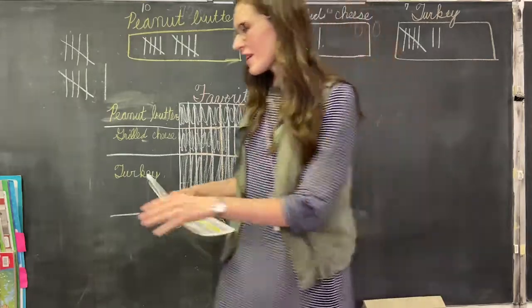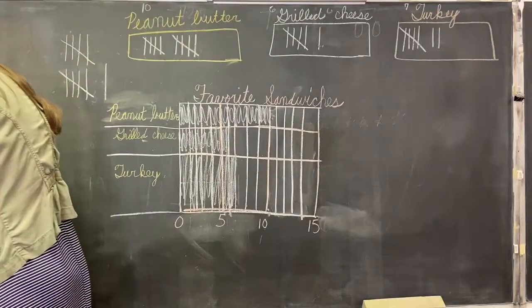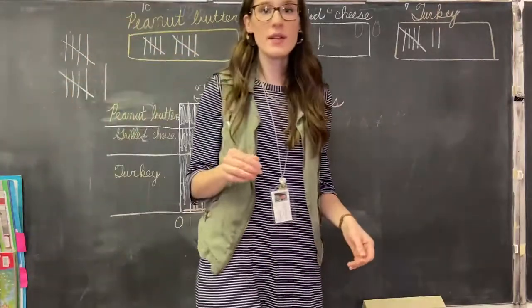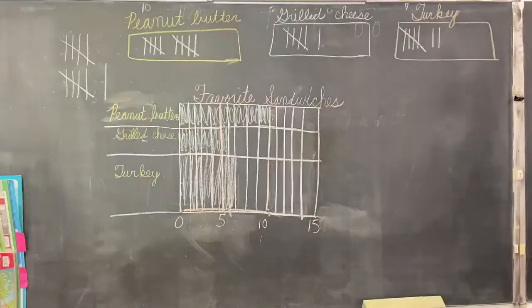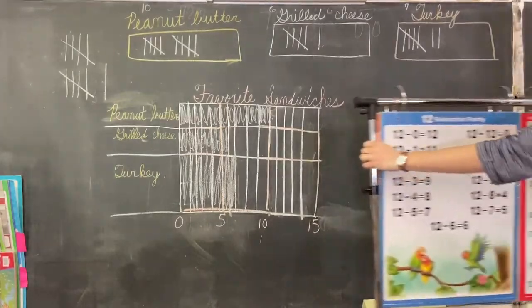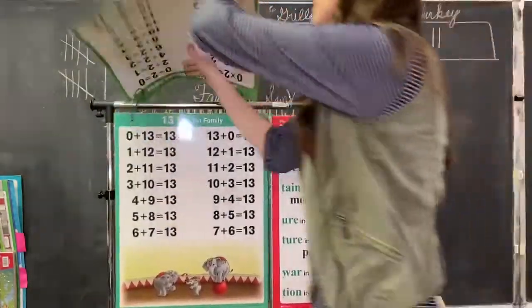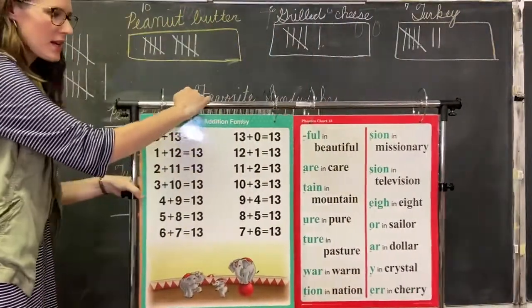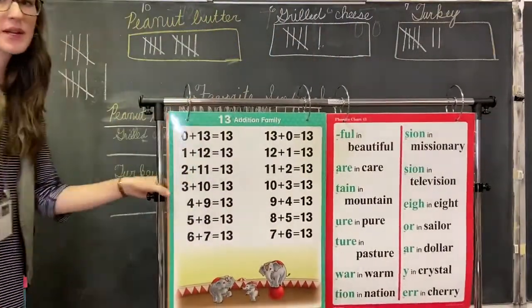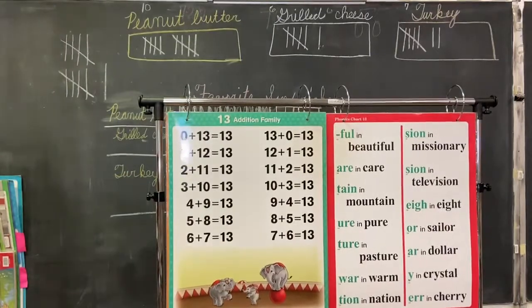All right, the next thing we're going to do is we're going to go over the 13 plus family. You have learned 12's family, plus and minus, and today we're going to go over the 13 plus family. Let me walk back here and make sure you can see that okay.